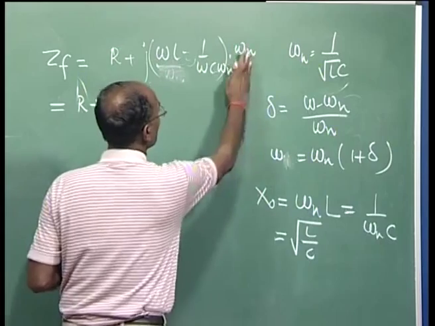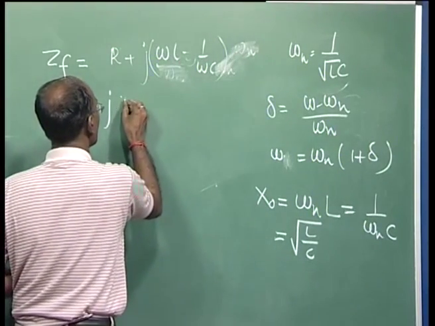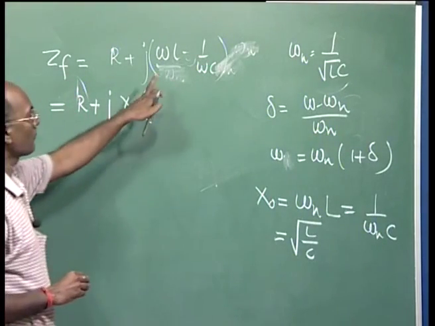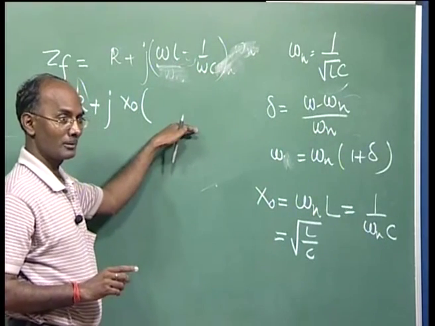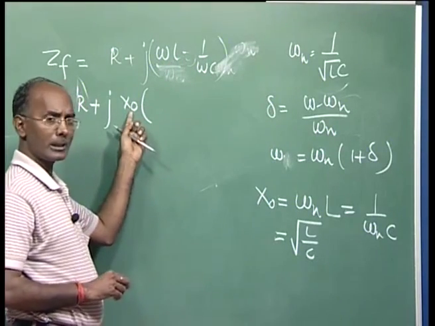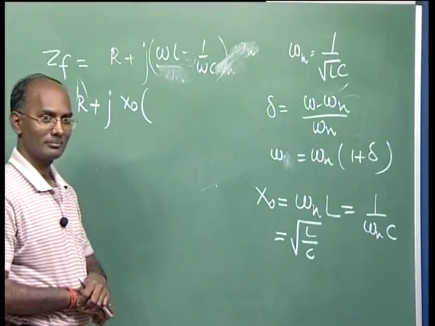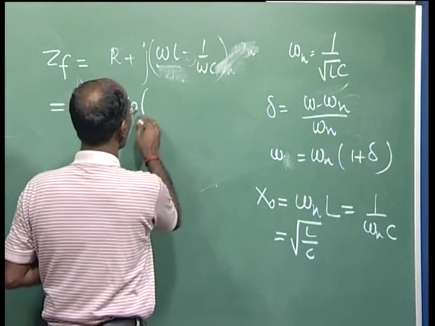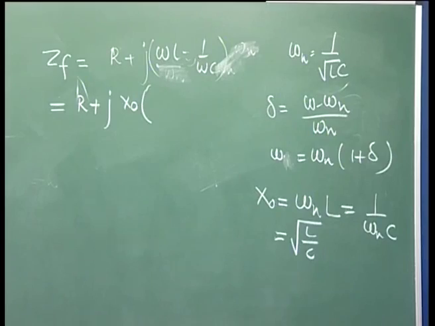Basically what I am going to do here, instead of this, I want to take it out. This is your j X naught, which means I want to remove this L and C. What should it be in terms of this? I want to write it in terms of X naught and omega n. L is equal to X naught by omega, from that equation, which I think I have written here.